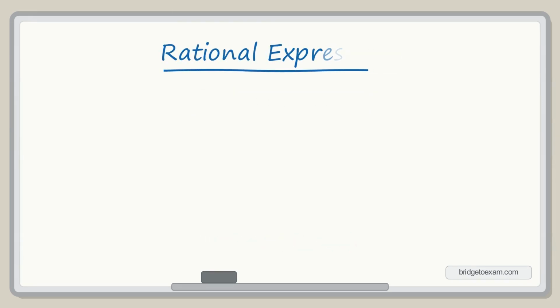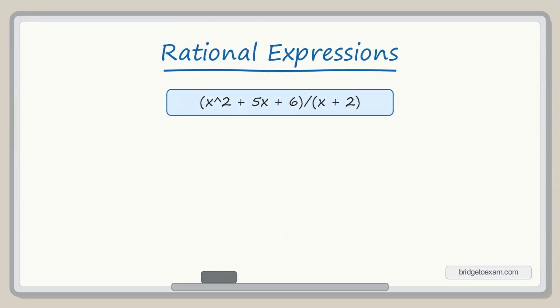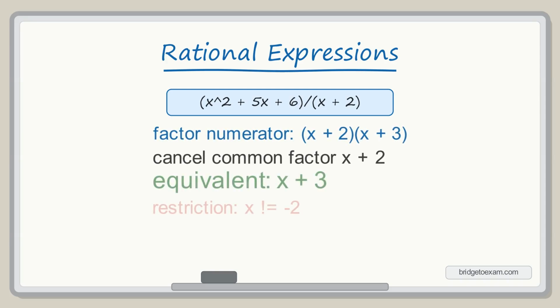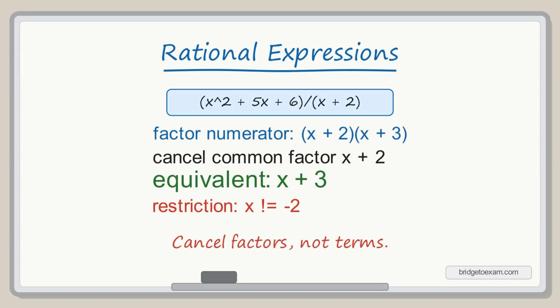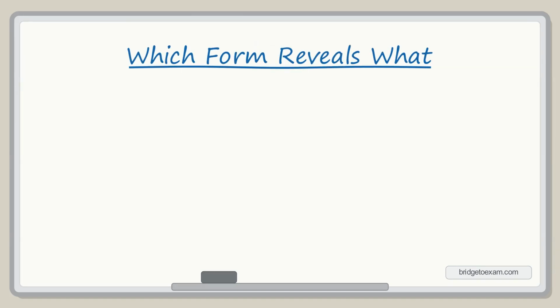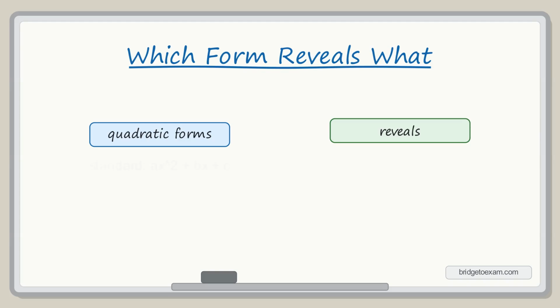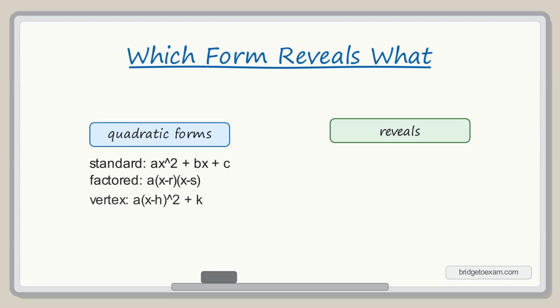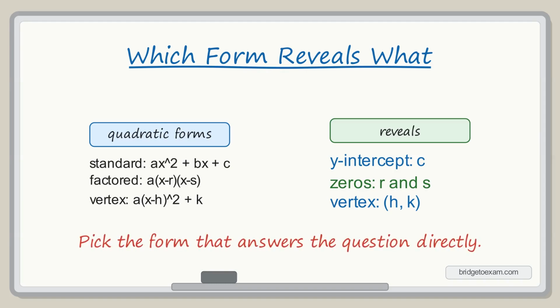For rational expressions, factor the numerator and denominator first. Cancel common factors only. Keep the original restriction because the denominator still cannot be 0. Different forms reveal different facts. Standard form shows the y-intercept. Factored form shows zeros. Vertex form shows the maximum or minimum point.